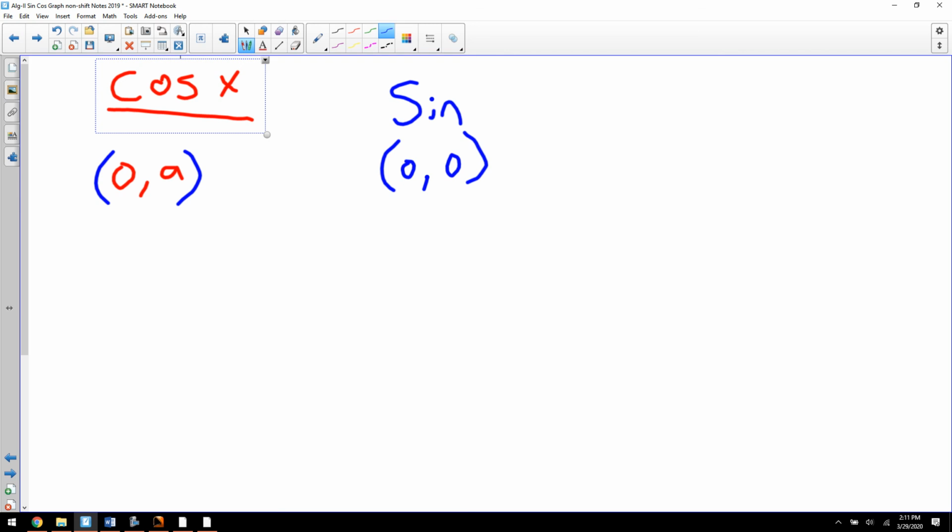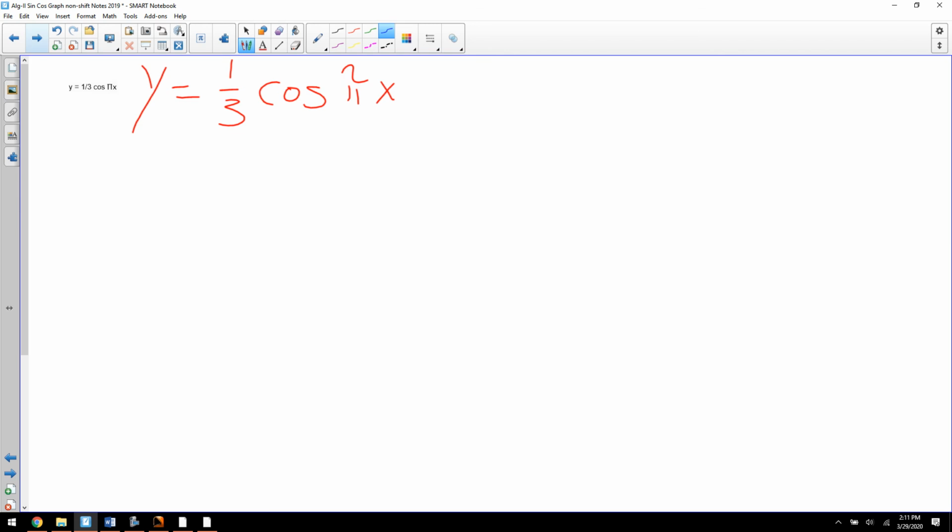So let's throw a real funky one in there. Now I have 1/3 cosine pi x, which is fine, no big deal. So we'll start with the same thing, label out.